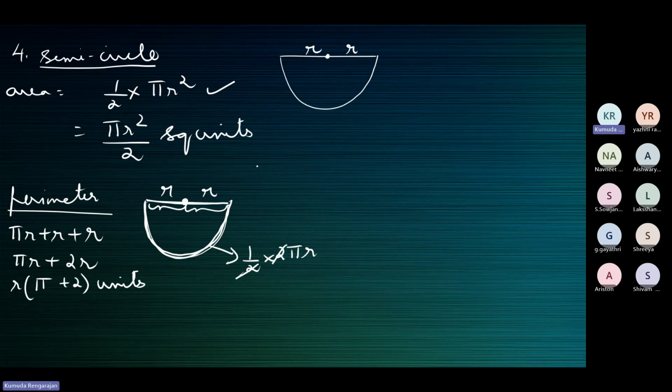So area of a semicircle is half into pi r square, or pi r square by 2 square units. Perimeter will be pi r plus 2r units. I think we have to write this down. Write it down, children. Next, we'll see quadrant.